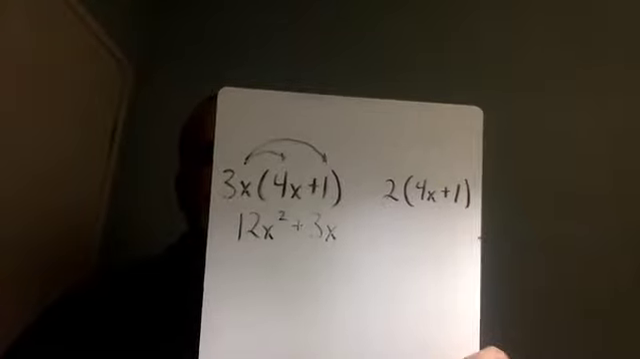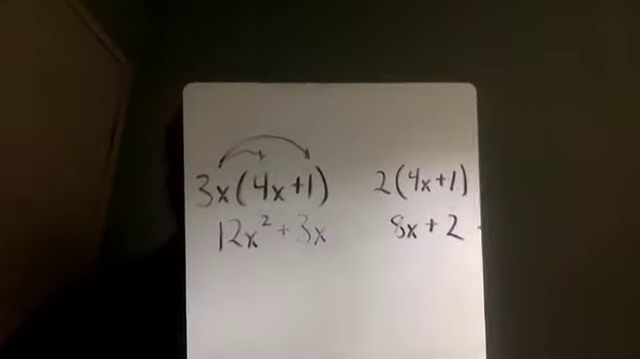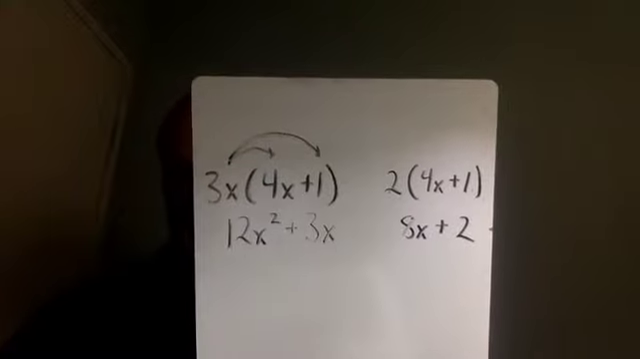Here's another example. Maybe I should have started you with this one because this one is a little easier. I'm distributing by just a regular old number 2. There is no x in it. So 2 times 4x is 8x, and 2 times 1 is 2. All right, so distributing, and that's a little review.